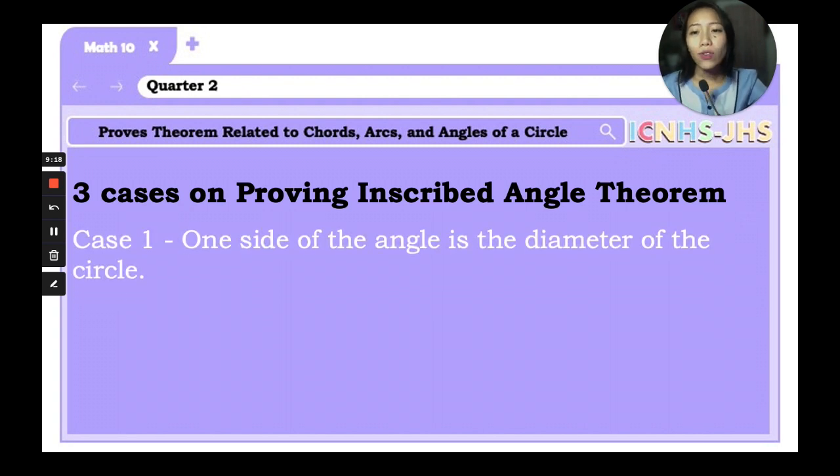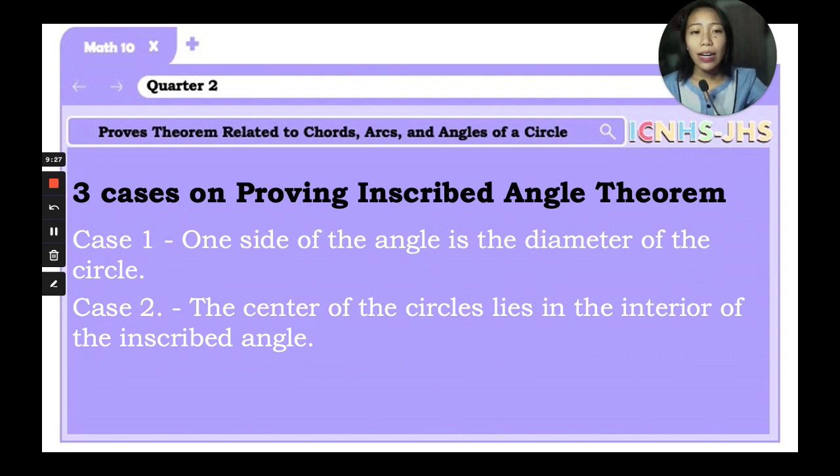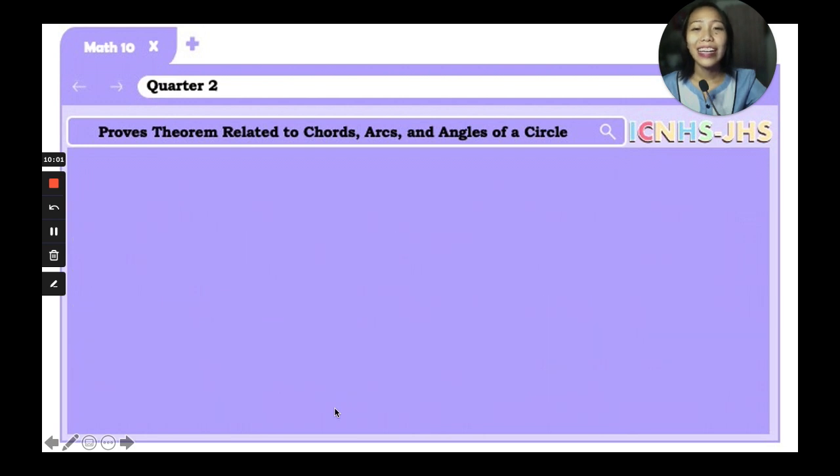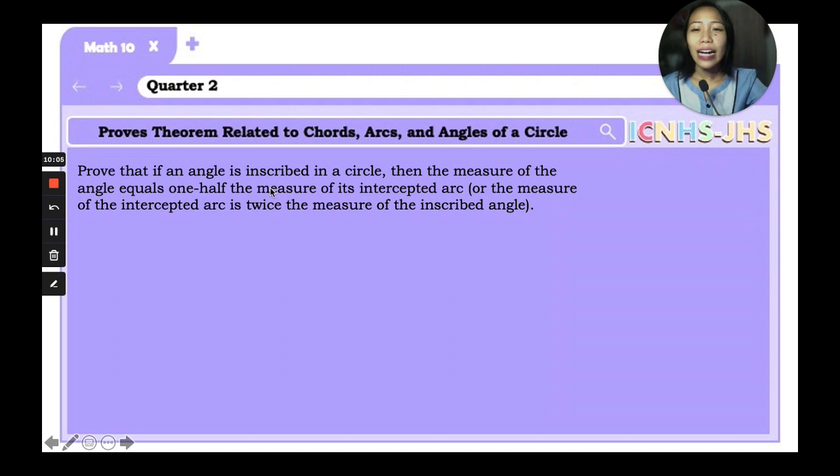Okay. So we'll be dealing also with the three cases on proving the inscribed angle theorem. The first case, one side of the angle is the diameter of a circle. The second case, the center of the circle lies in the interior of the inscribed angle. And in the third case, the center is in the exterior of the inscribed angle. So to prove our inscribed angle theorem, there are three cases. So prove that if an angle is inscribed in a circle, then the measure of the angle equals 1/2 the measure of its intercepted arc, or the measure of the intercepted arc is twice the measure of the inscribed angle.